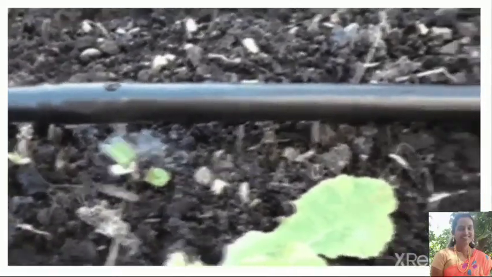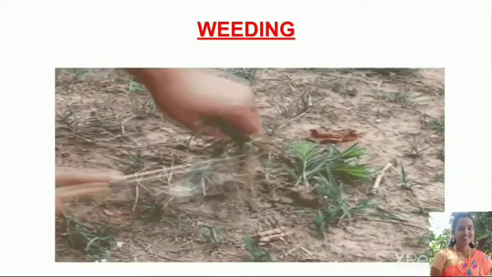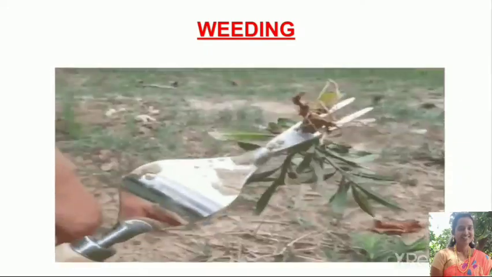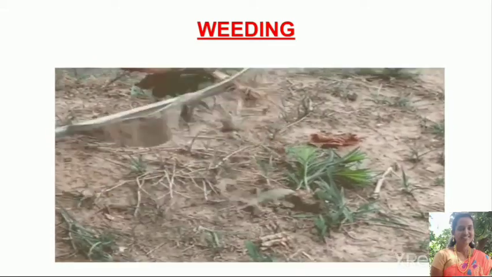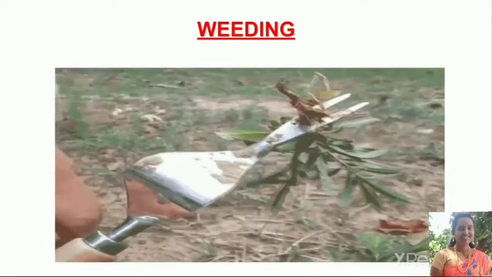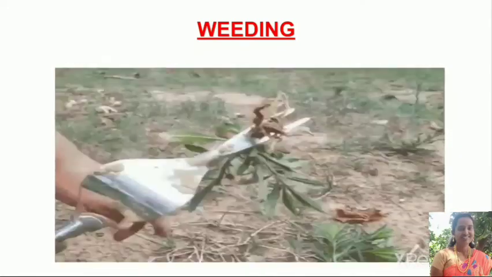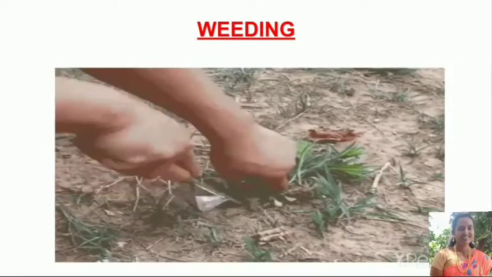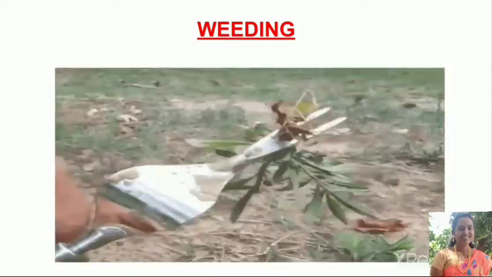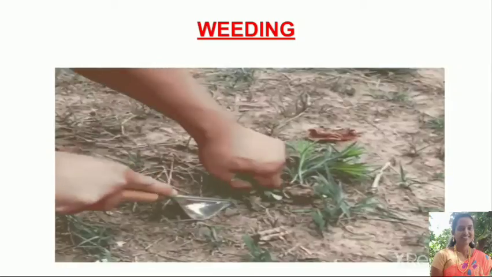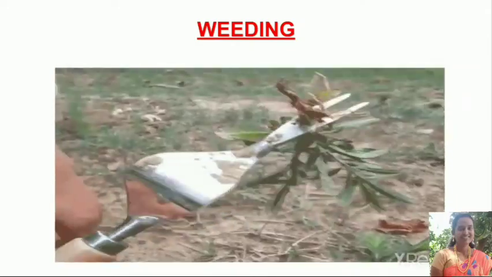Okay. Next one is weeding. In an agriculture field, many other undesirable plants may grow naturally along with the main crop. These undesirable plants are called weeds. The removal of weeds is called as weeding. Farmers use many ways to remove weeds and control their growth.